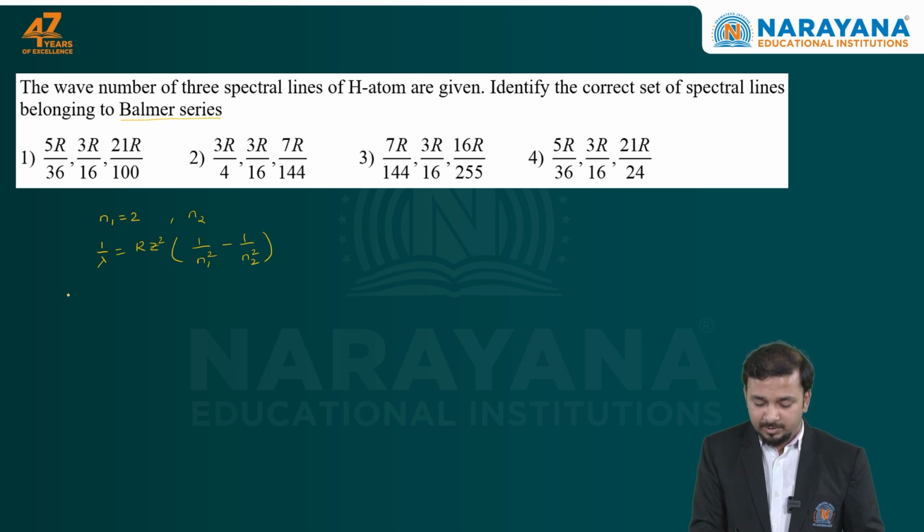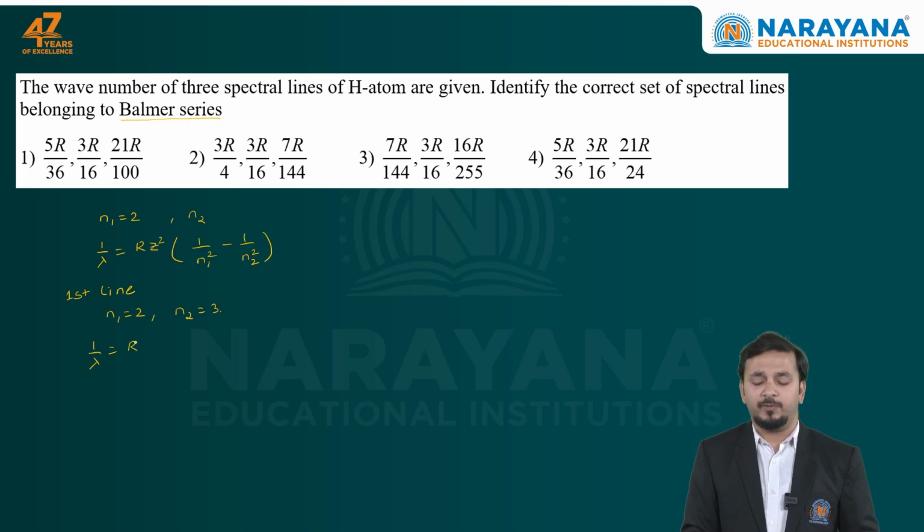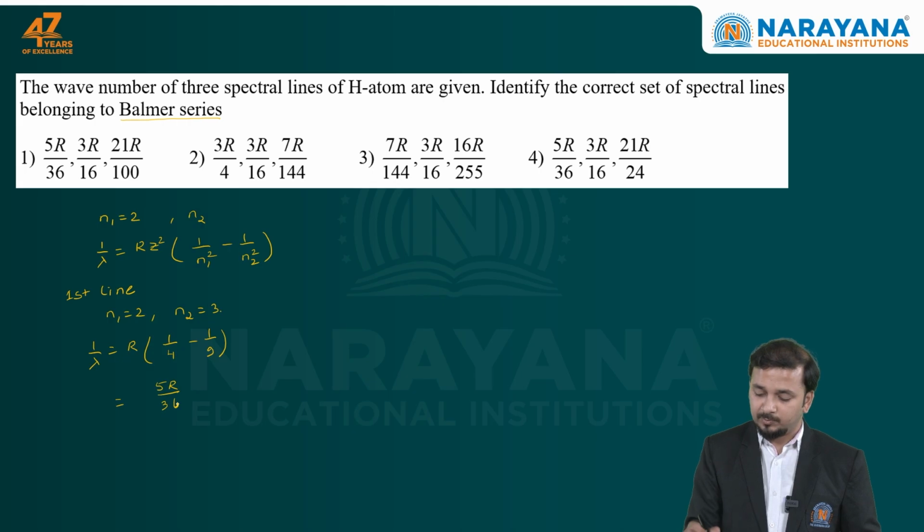So for the first line, if you calculate, we'll get N1 equal to 2 and N2 equal to 3. So 1 upon lambda will be equal to R, Z will be 1 for the hydrogen atom, so it will be 1 by 4 minus 1 by 9. So this will become equal to 5R by 36.